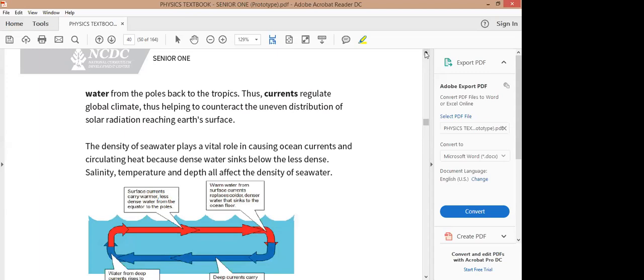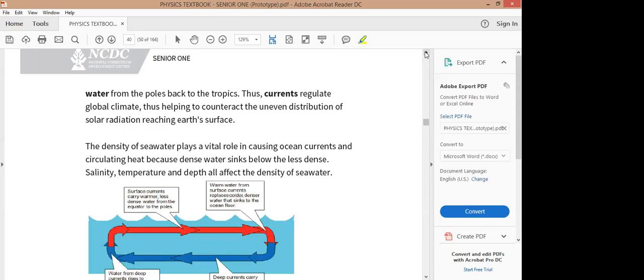What was the effect of salt in water? It affects the density of the water. How did it affect the density of the water? It makes it easier for it to hold large volumes. The water becomes more dense. It increases the density of the water.